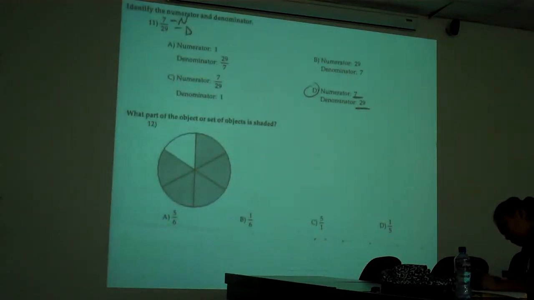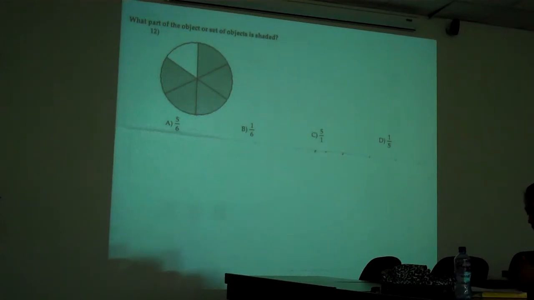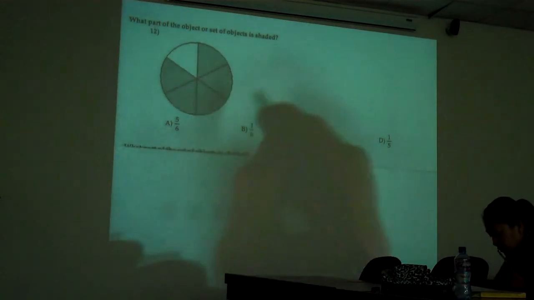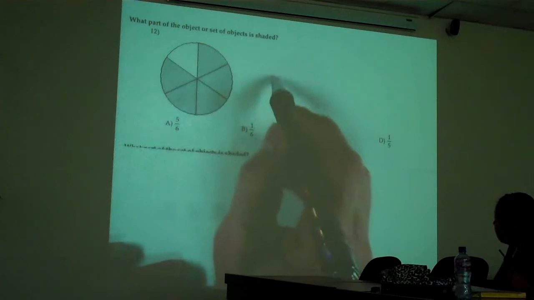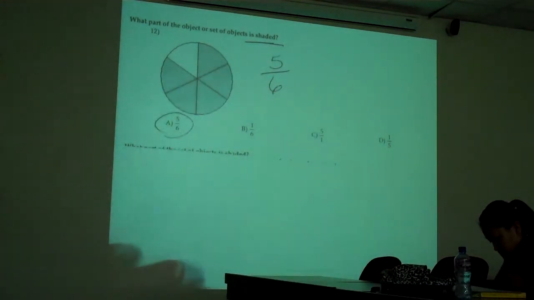Okay, what part of the object or set of objects is shaded? 1, 2, 3, 4, 5, 6 parts. There's 5 of them shaded. So 5/6 is shaded.